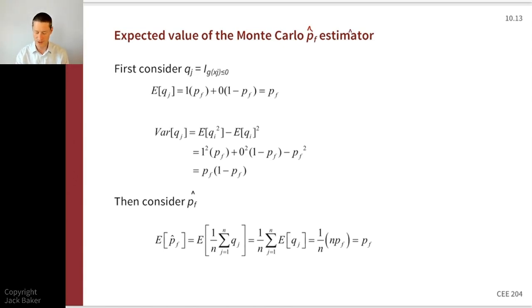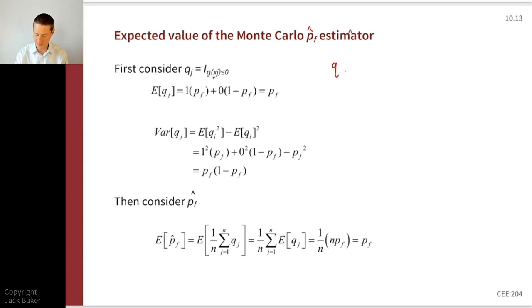So I'm going to define a qj. qj is equal to the expected value of G of xj, where this is boldface x. So I'm going to sample an xj, and I'm just going to see, did I get a failure or not? And I'll call it qj, just to give me a little bit of shorthand here for some of these derivations on the next couple slides. So qj is a random variable, and I'm just going to draw samples of it.